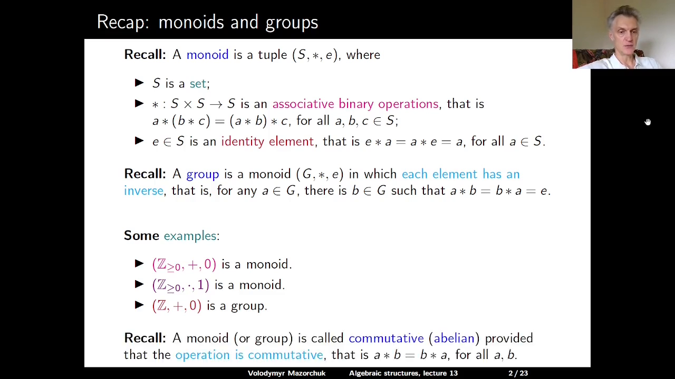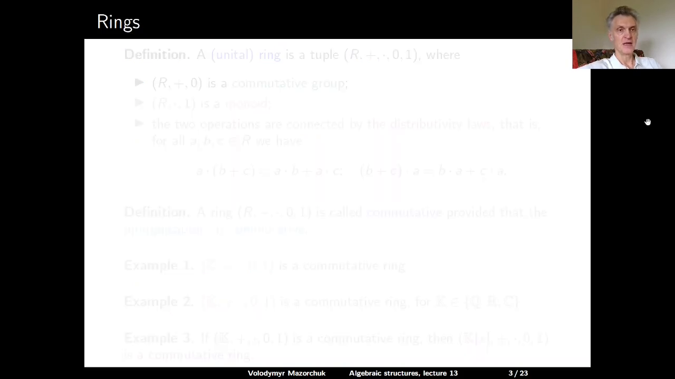Also recall that a monoid or group is called commutative, alternatively abelian, provided that the binary operation, which is a part of the structure, is commutative. That is, A star B is equal to B star A for all A and B. Now we can define the notion of a ring.